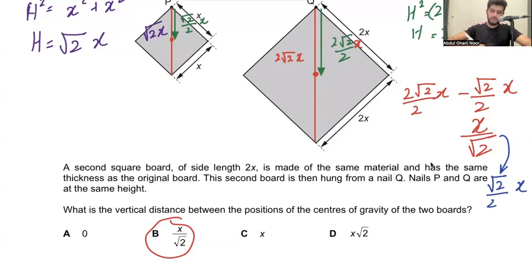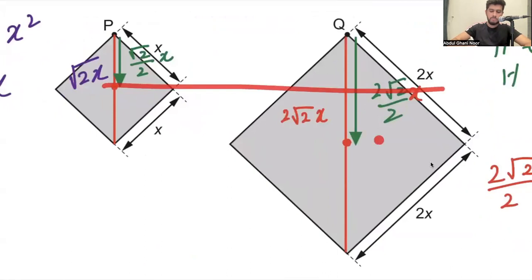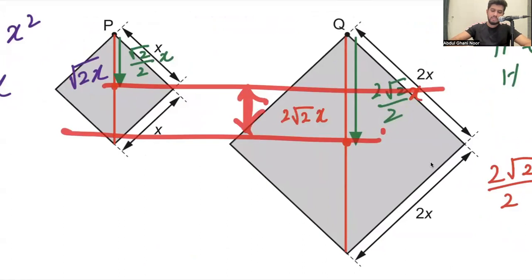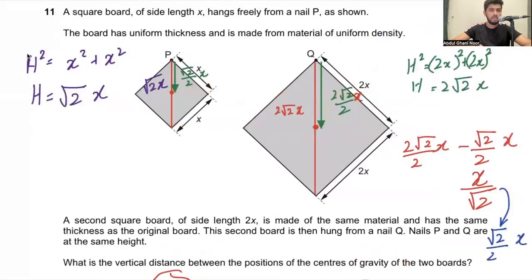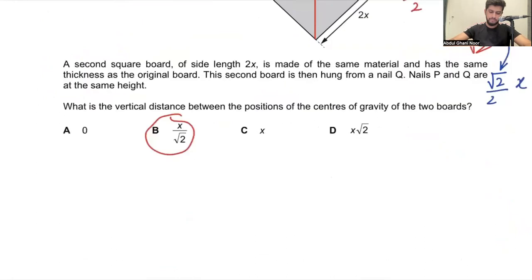Why did we subtract them? Because the question says, what is the vertical distance between the positions of the center of gravity? ये distance चाहिए. How do I get this distance? This entire thing minus this thing. Let's move on to the next part.